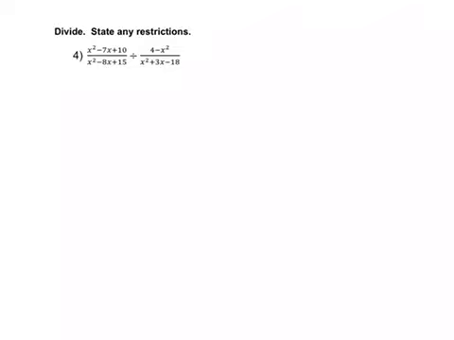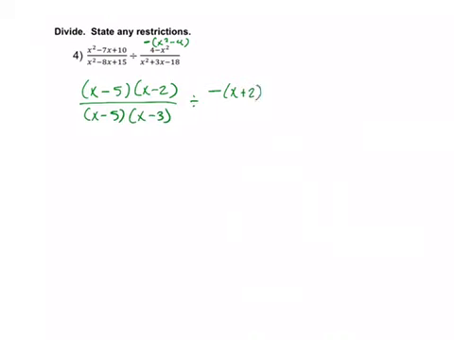So when I'm dividing fractions, we're going to start by factoring everything else out. So this is (x - 5)(x - 2) divided by (x - 5)(x - 3) divided by... I'm going to factor out that negative first. If I factor out my negative in this step, I'm going to have x squared minus 4, so (x + 2)(x - 2) divided by (x + 6)(x - 3).